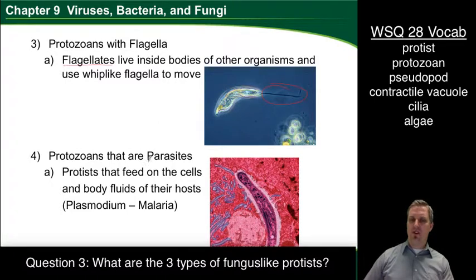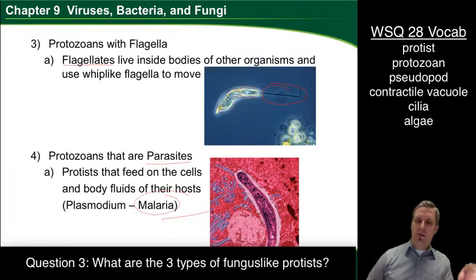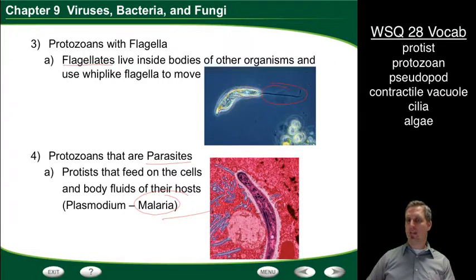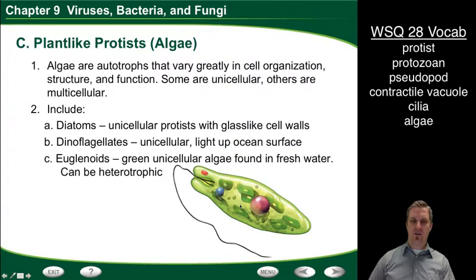The fourth one are protozoans that are parasites, and these are protists that live inside of a host and feed on the cells and body fluids of their hosts. This example right over here is an example of malaria. You may not know this, malaria is spread by mosquitoes, and malaria is a protist. Malaria is actually a protozoan organism that gets carried in the blood of the mosquitoes and gets passed on from organism to organism. So the mosquito is the means by which the protist can move to new hosts and can spread the disease. And malaria, of course, is a very dangerous disease that can cause all kinds of problems.